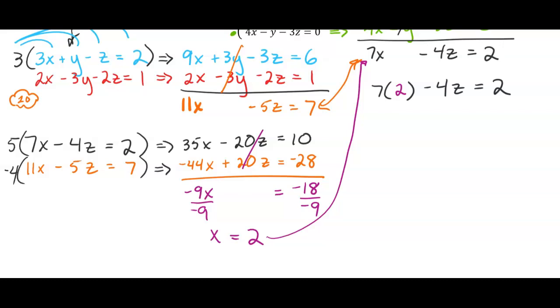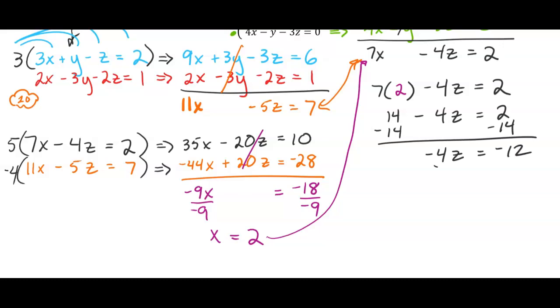Okay, that's an equation that only has a z in it, so we can solve it. So we have 14 minus 4z equals 2. Subtract the 14 from both sides. I think we've done some of this, but I'm just going through the steps. Divide both sides by negative 4. And z equals 3.